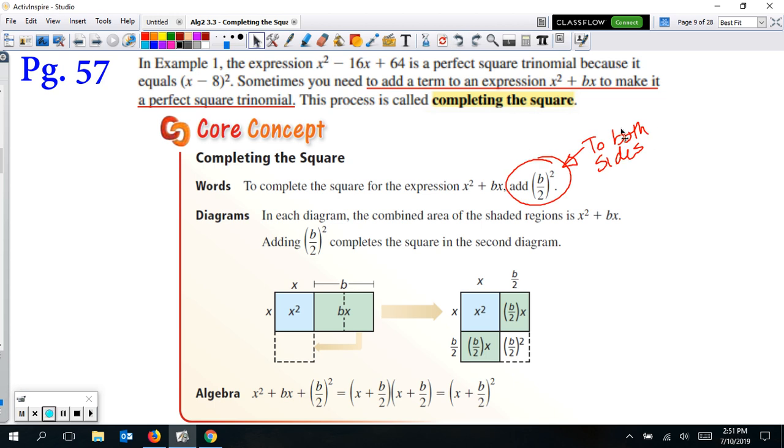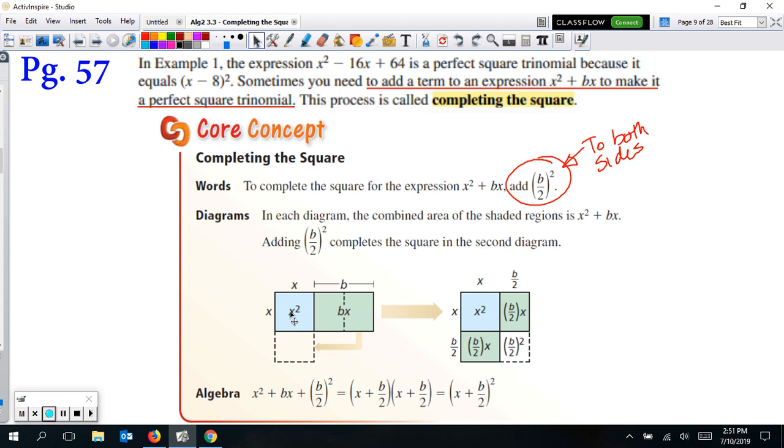But remember, when you're doing b over 2 squared in an equation, I would highlight this. You're going to do that to both sides. You have to add that to both sides. So to complete the square for the expression x squared plus bx, add the b over 2 squared. But we're going to add that to both sides of the equation when you're going to solve an equation with this kind of method. So this kind of shows you the visual diagram of this.